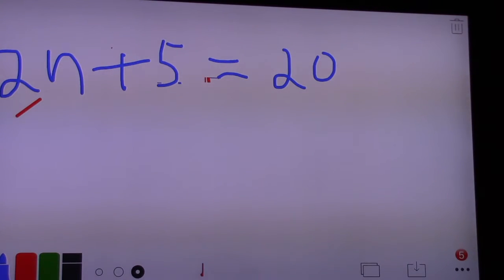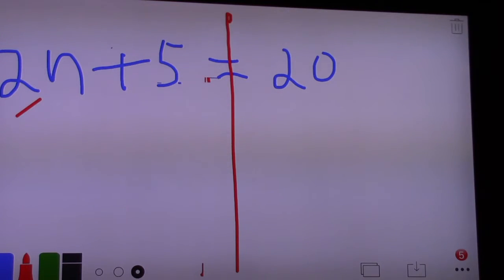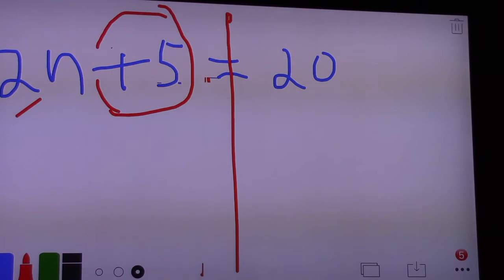So again, I'm going to draw a line down my equal sign. The first step of this operation is to get rid of the number that's just hanging out here on the side with the coefficient and the variable. It's a plus 5. So in order to get rid of that, I've got to subtract 5. And when I subtract 5, plus 5 minus 5 becomes 0 again. And 2n plus 0 is just 2n. So all I worry about dropping down is a 2n.